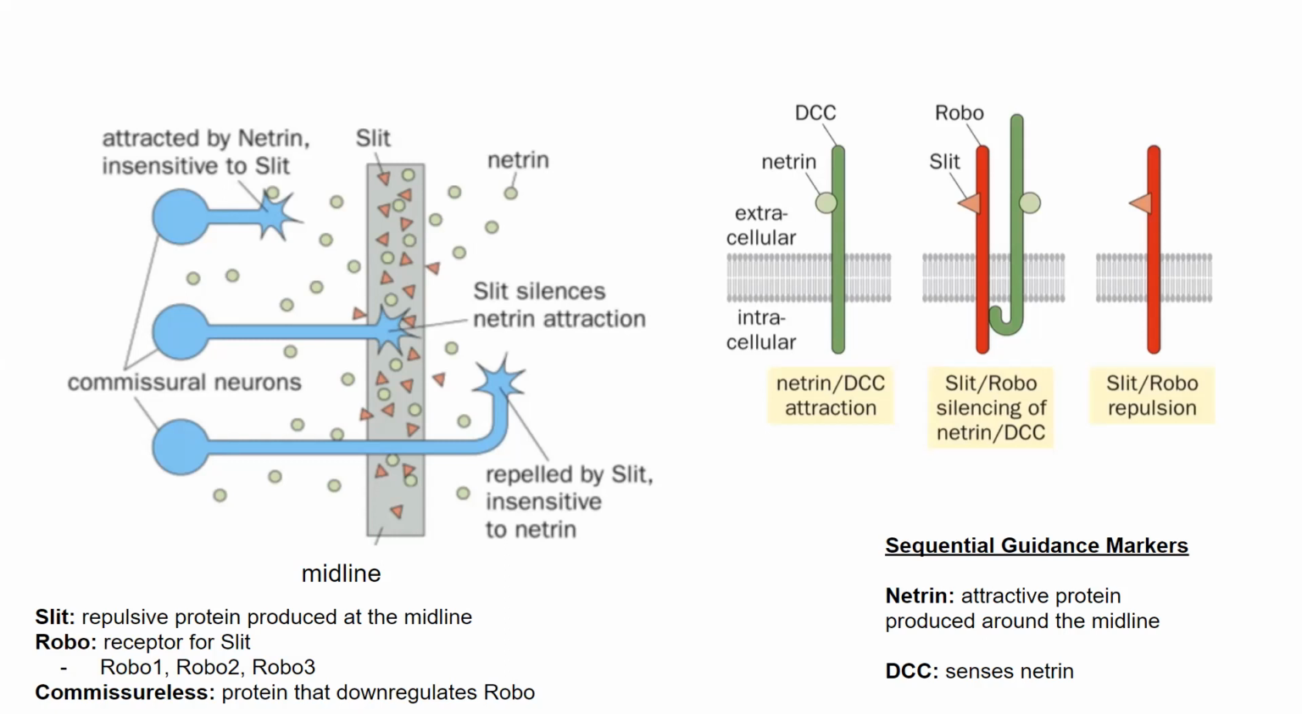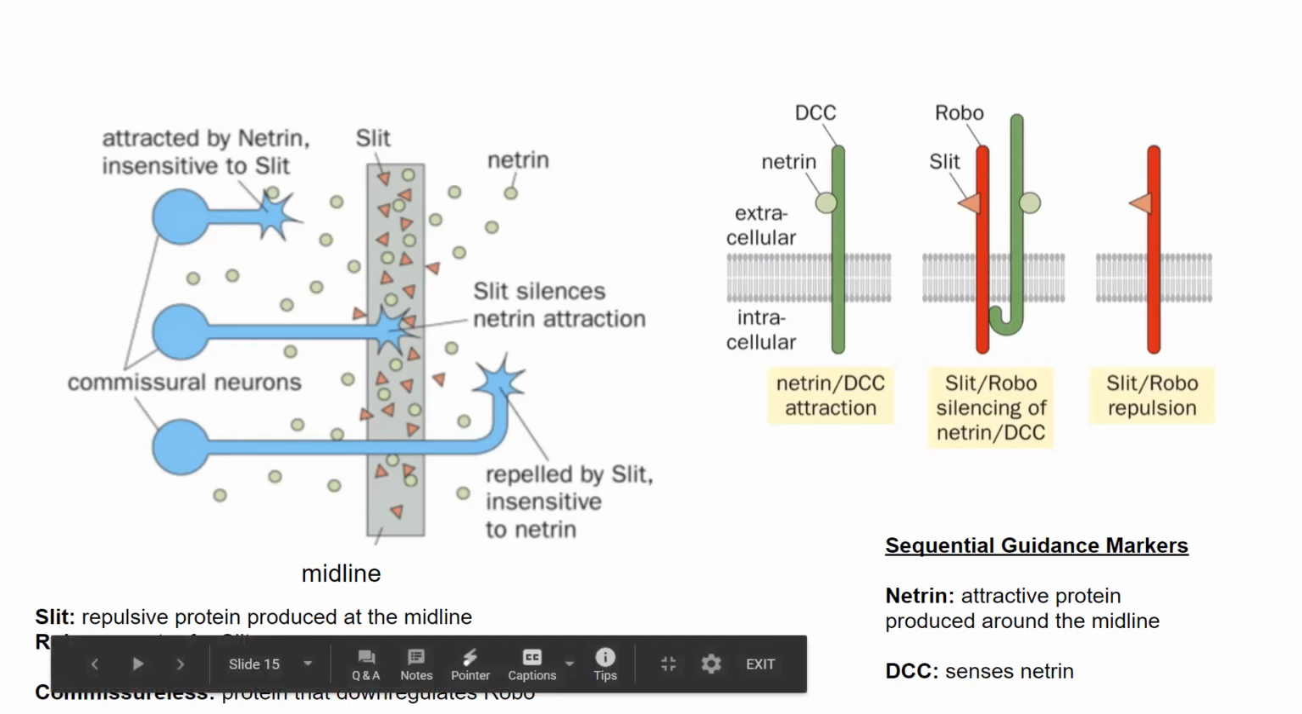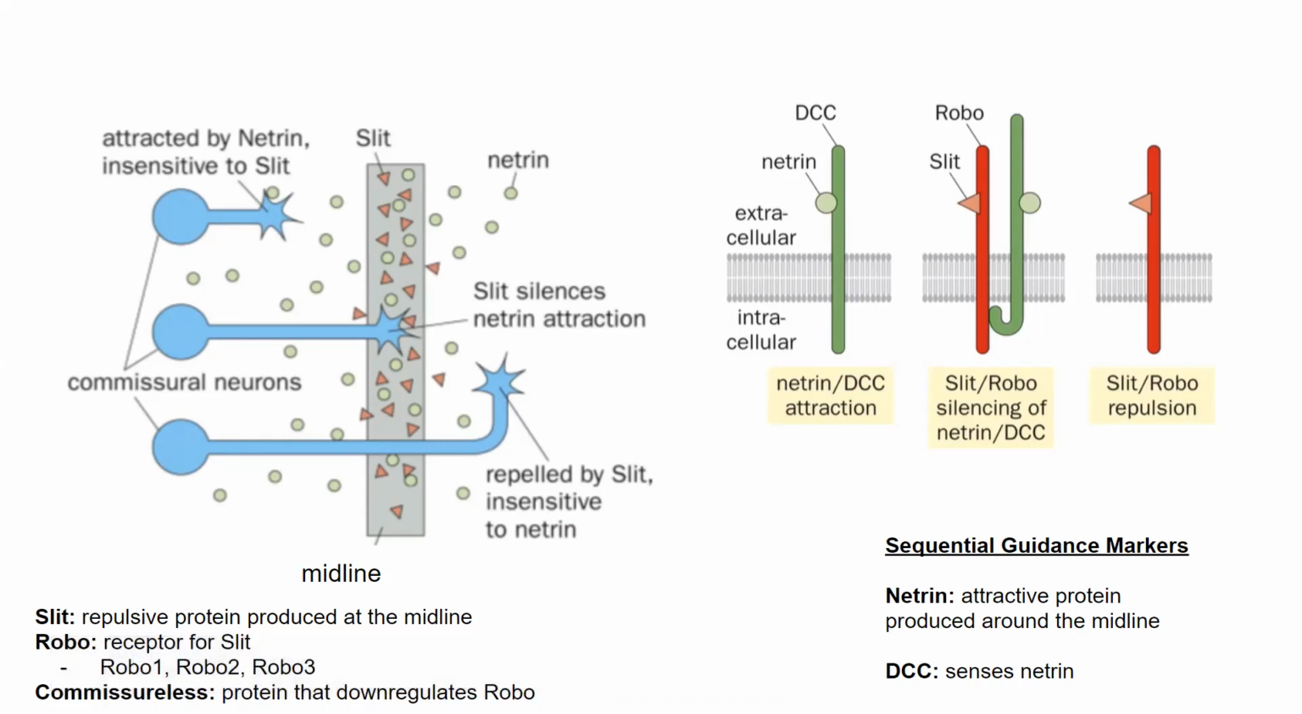And then we have netrin, which is an attractive protein produced at the midline, the little green circles. And then we have DCC, which senses netrin. So the way this works is, the axons are pretty much trying to get to the midline, because the midline tells you where you are in the body, because the axon doesn't know where it is. Obviously, it's like, I need to get there, so it tells me where to go, what to do.